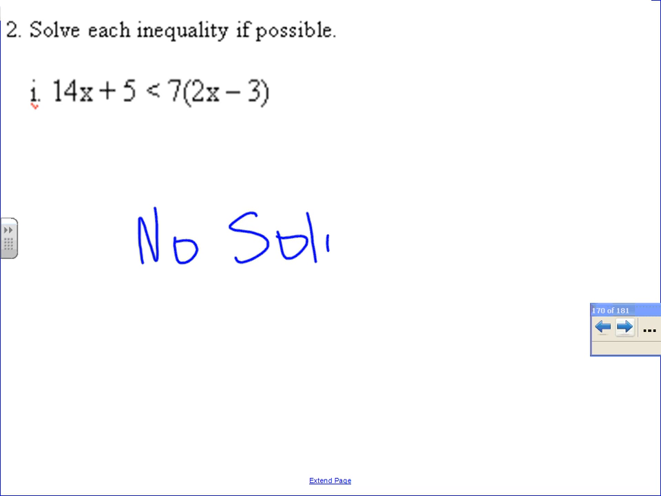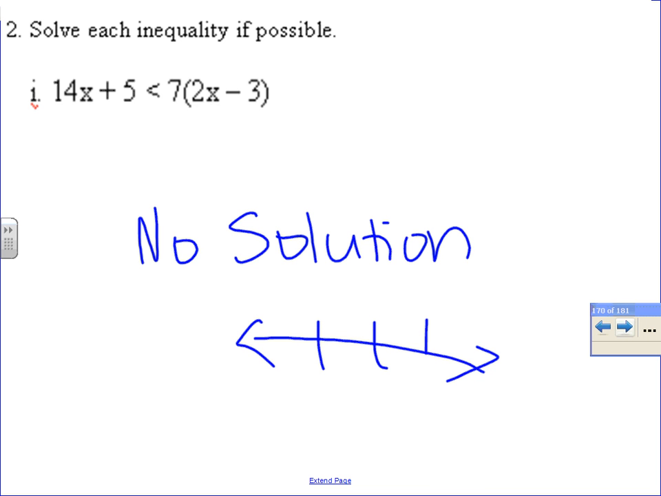If we did have to make a number line for this, Sean, what would it look like? If there's no solution, what would the number line look like? It's no solution, so it can't be anything. So what would be on the number line? Nothing. So if it's no solution, you would leave the number line alone. Okay, it's kind of a trick question.